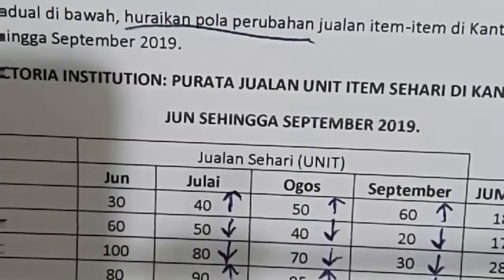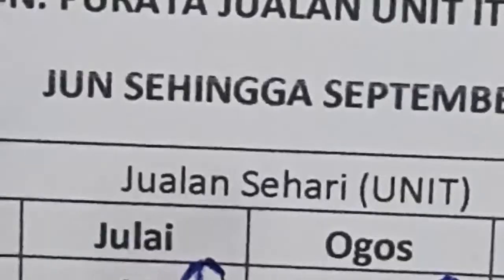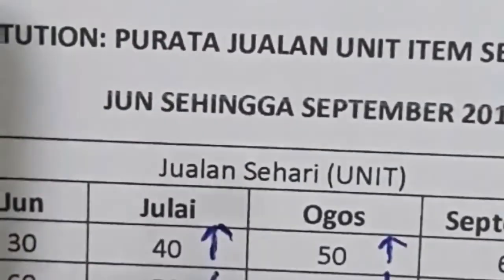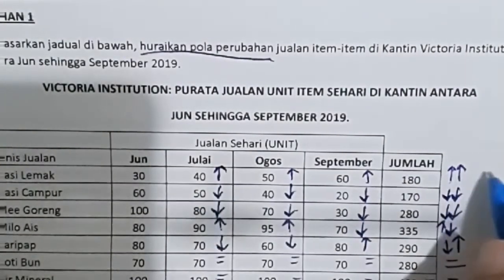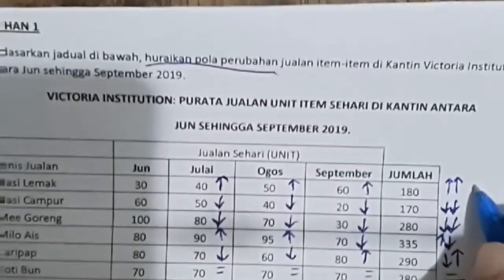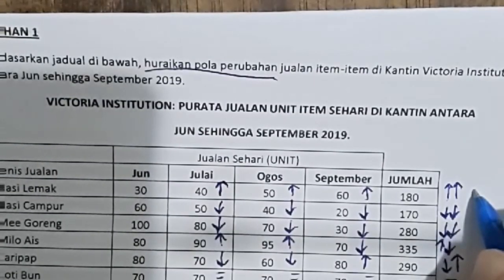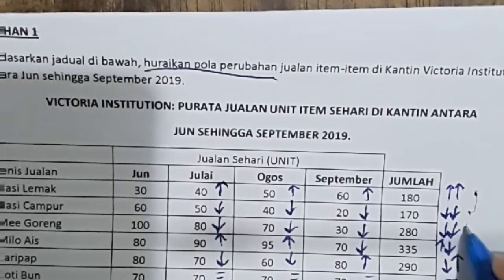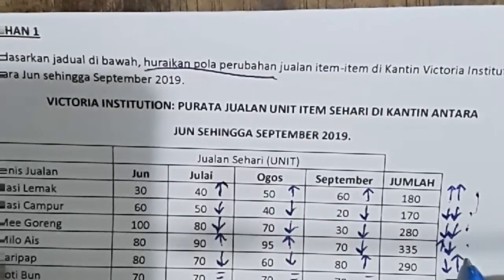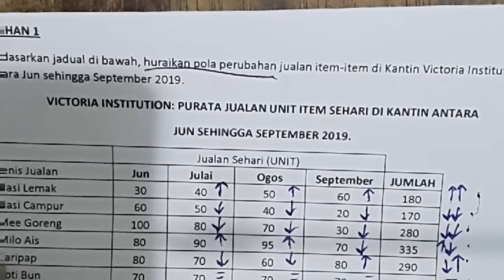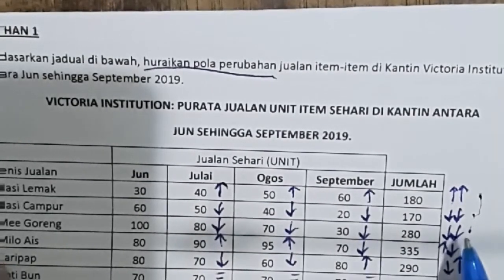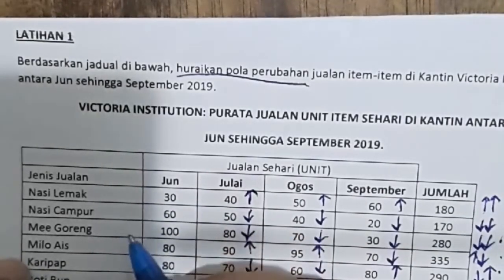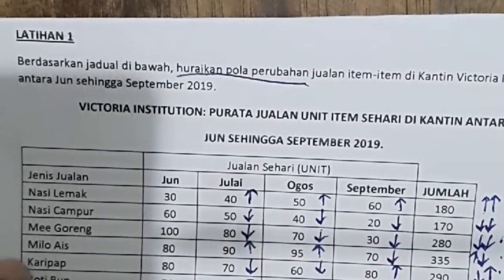So, you can see how many polas are there? There is meningkat, there is menurun, ada 2. Tidak konsisten ada 2. Konsisten ada 2. Menurun ada 3 actually. Ada jumlah, ada nasi campur, ada mi goreng.